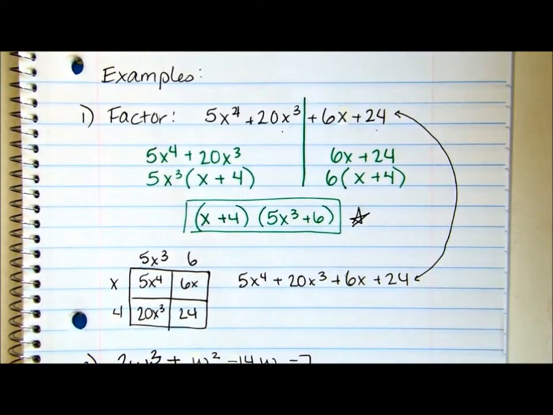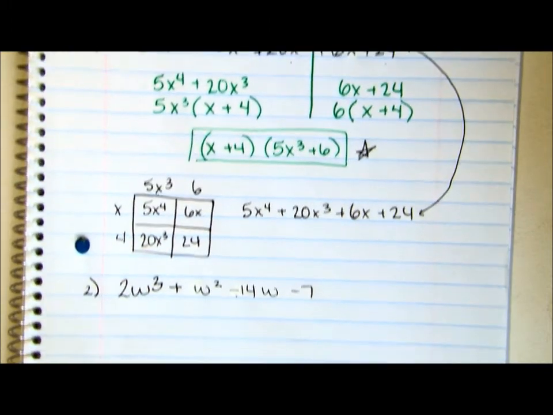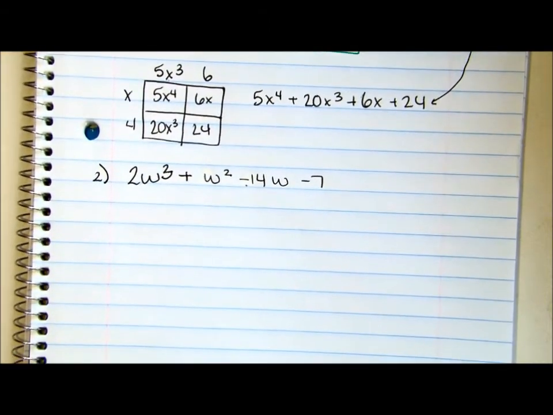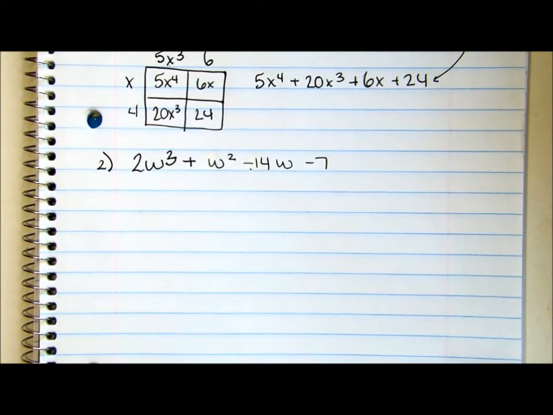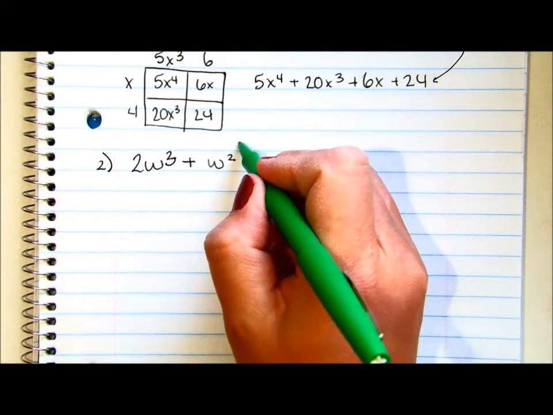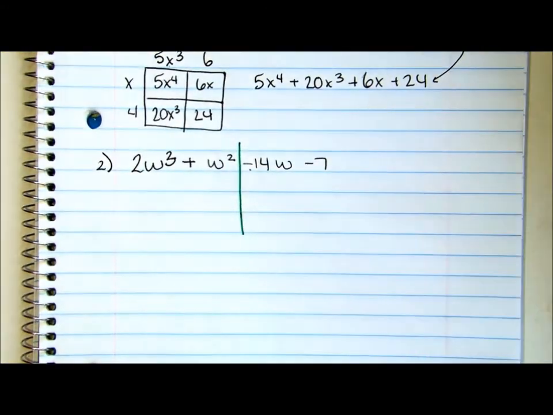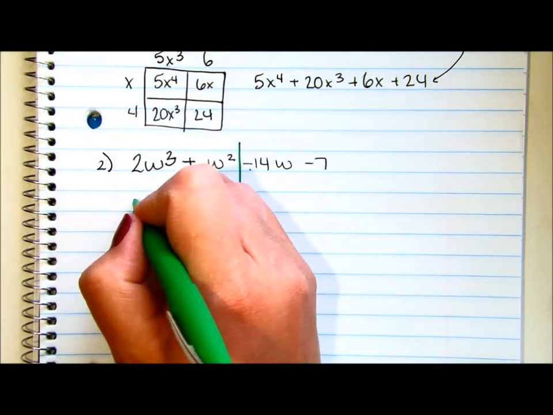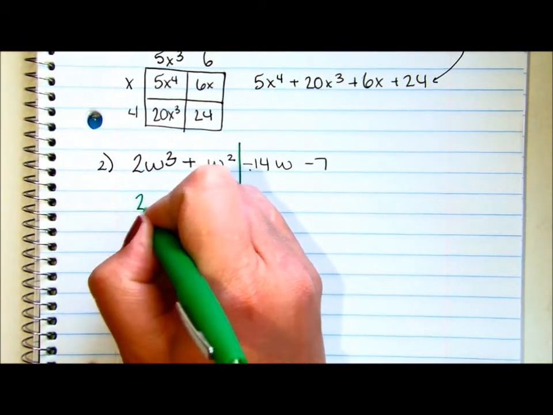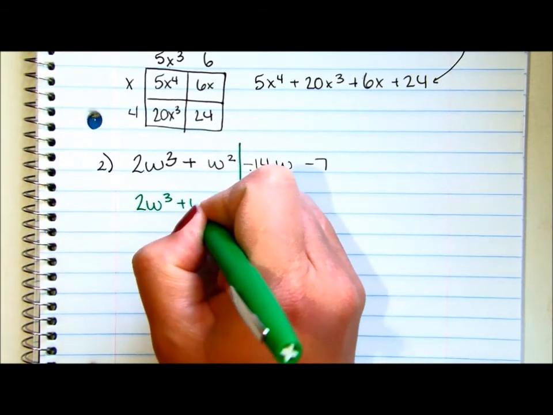Next, what we're going to do is break down one more problem, and that is this one here. We have 2w to the third plus w squared minus 14w minus 7. All right, so let's draw that line in between our second and third terms, separating them. And now let's write these out as two individual groupings. So once again, I'm going to have 2w to the third plus w squared, and I'm going to have negative 14w minus 7.